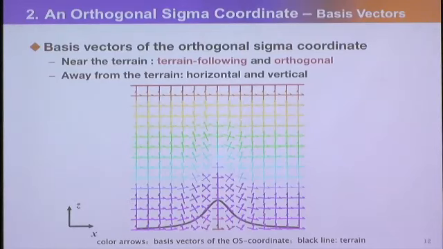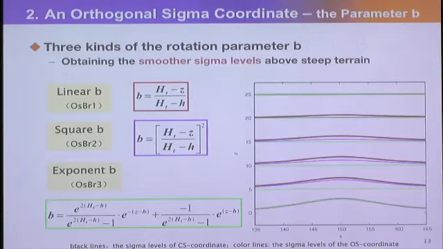And the second one is to choose the rotation parameters. Here is an example. We choose 3 kinds of rotation parameters as these 3 expressions. And the difference between them is how fast the rotation parameter b decreases while the height z increases. And the right figure is the sigma levels solved with these different rotation parameters.